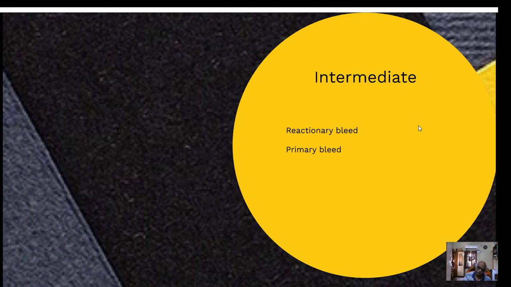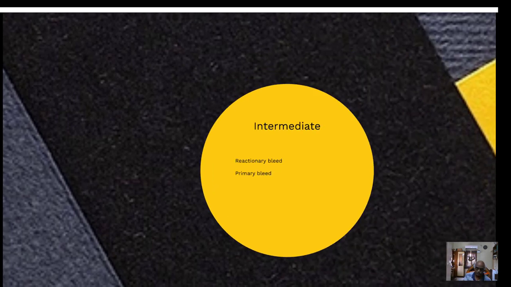So reactionary bleed occurs when the effects of anesthesia have worn out in the immediate post-operative period. And primary bleed again is caused by bleeding due to slippage of ligature. Primary bleed is caused due to slippage of ligature. Reactionary bleed is caused due to wearing out of the effects of anesthesia.